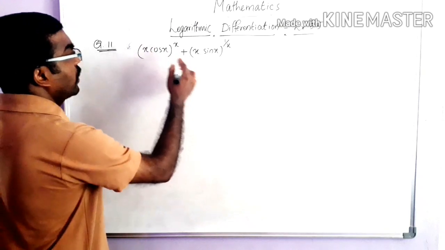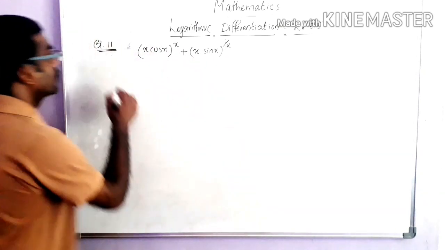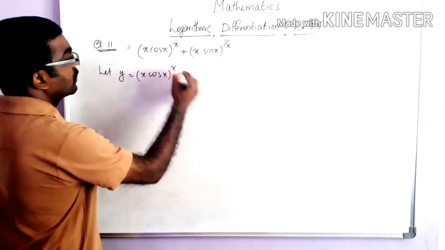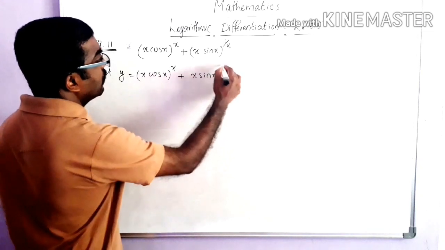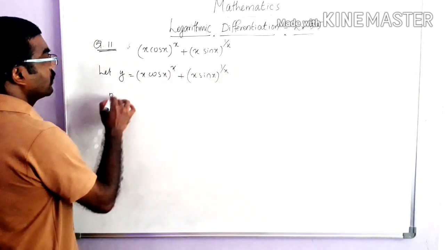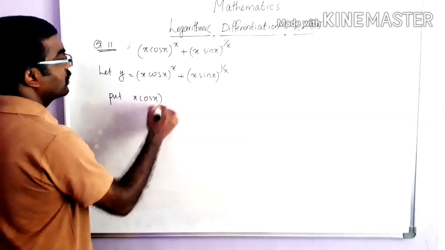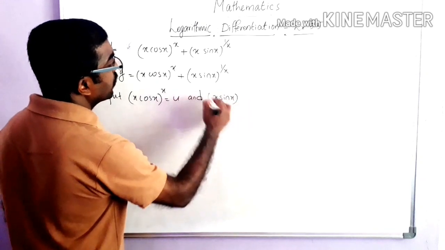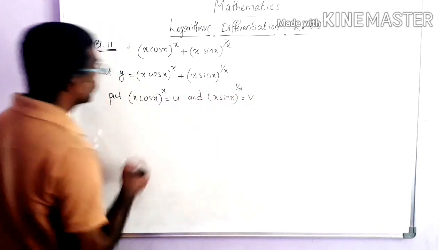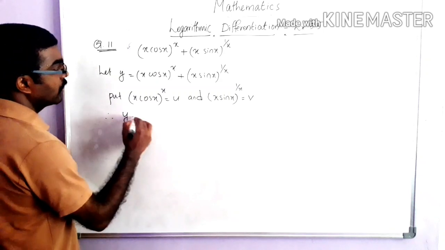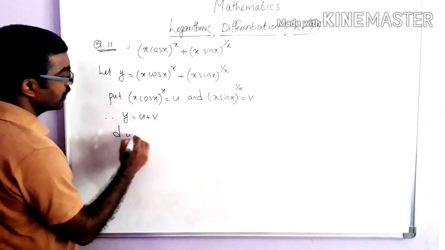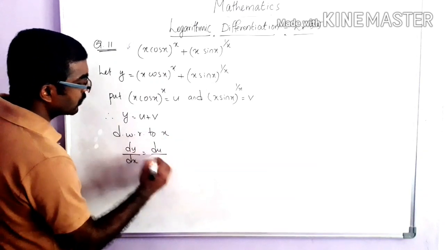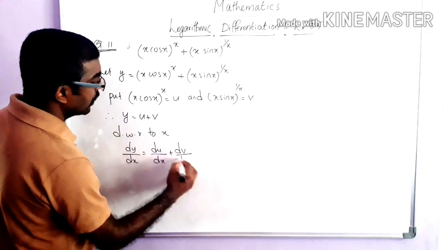x cos x raised to x plus x sin x raised to 1 by x. So y is equal to x cos x raised to x plus x sin x raised to 1 by x. So put x cos x raised to x is equal to u, and x sin x raised to 1 by x is equal to v. Therefore y is equal to u plus v, and differentiating with respect to x, we get dy by dx is equal to du by dx plus dv by dx.